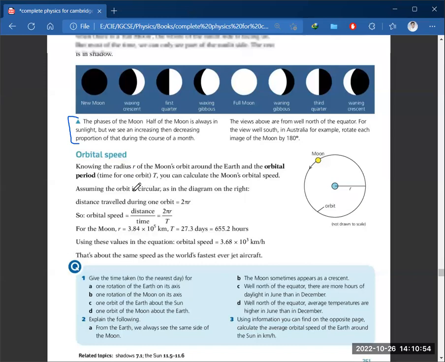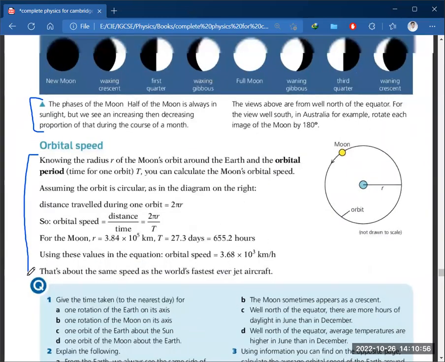Look at the book, and Ayan, read from here, just the beginning part. Knowing the radius r of the moon's orbit around the Earth and the orbital period, the time for one orbit T, you can calculate the moon's orbital speed. The equation is v equals 2 pi r over T. Now, where does that come from?